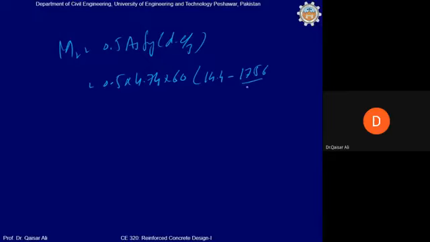Now calculate the capacity again. MR is equal to 0.5 As Fy into (d minus c by 3). Now it is 0.5 multiplied by 4.74 multiplied by 60 multiplied by (14.4 minus 17.56 divided by 3). Quickly calculate. Now it is coming 1215.5 inch-kips. Now the capacity is greater than the demand, which is 1200. So the given beam will safely carry the given demand. Clear?